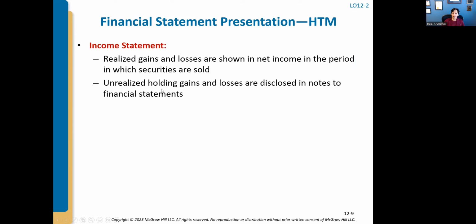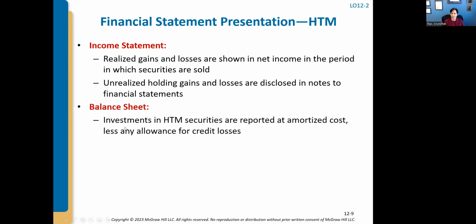Well, what about those unrealized gains or losses at December 31st? Let's say, for instance, I paid $50 million for these bonds and the market value is $53 million. I have an unrealized holding gain. That's going to go into the notes to the financial statement. It doesn't trigger a journal entry. I'm not going to do anything about it. I'll just put it in the notes to the financial statement. Okay. In the balance sheet, it is classified as a long-term investment and it is reported at amortized cost. We'll see how to do that.